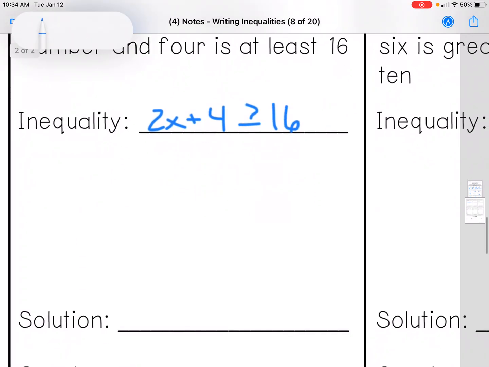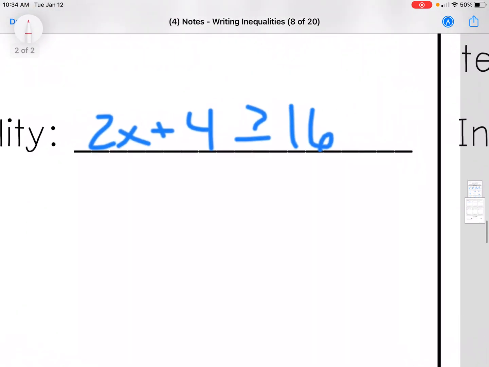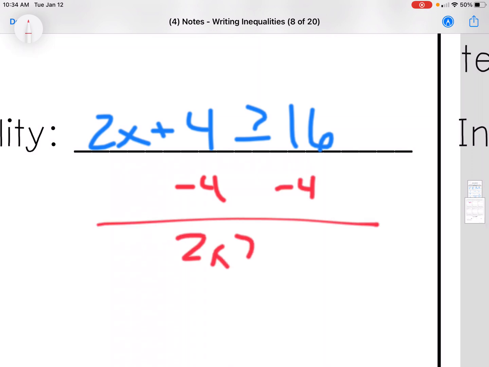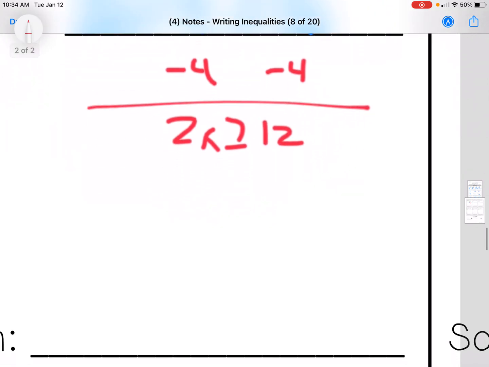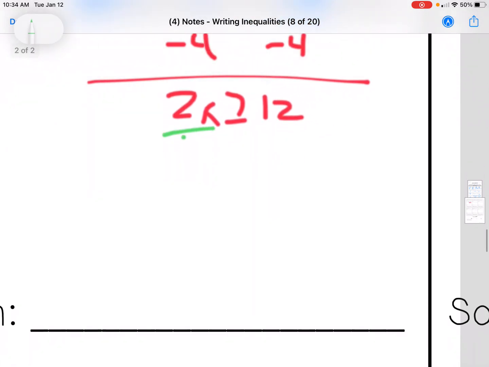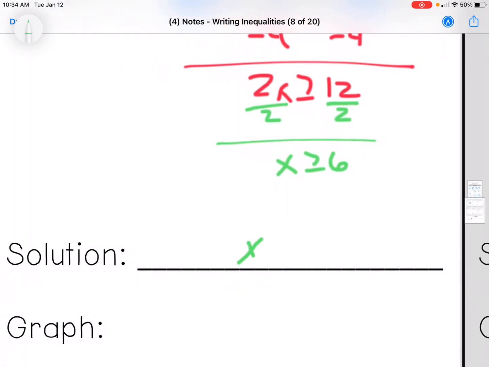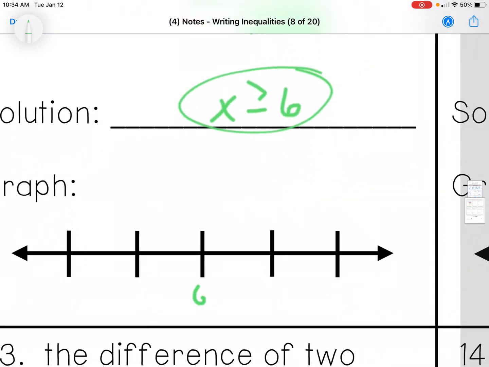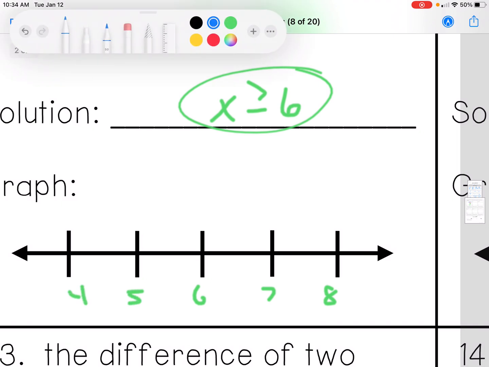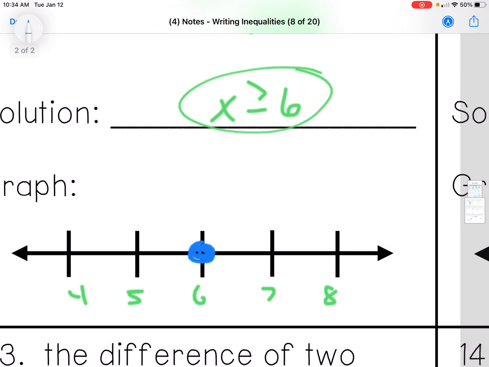Now let's solve that. Subtract 4. You're left with 2x is greater than or equal to 12. Divide by 2. X is greater than or equal to 6. Okay, go down here. 6, 7, 8. Close dot on 6. It is greater than, so it goes to the right.